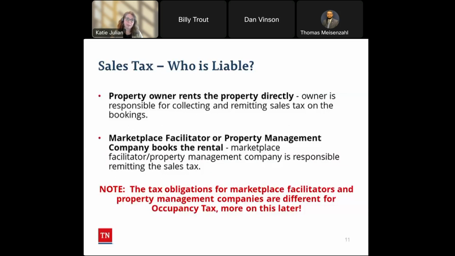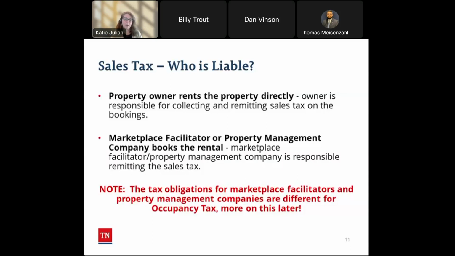The property owner. If the property owner rents the property directly, the owner is responsible for collecting and remitting sales tax on those bookings. If a marketplace facilitator, so Airbnb, or a property management company, so when you've hired someone just to take care of that property for you, they handle everything for it, they are going to be responsible for collecting the sales tax on those rentals and remitting it.